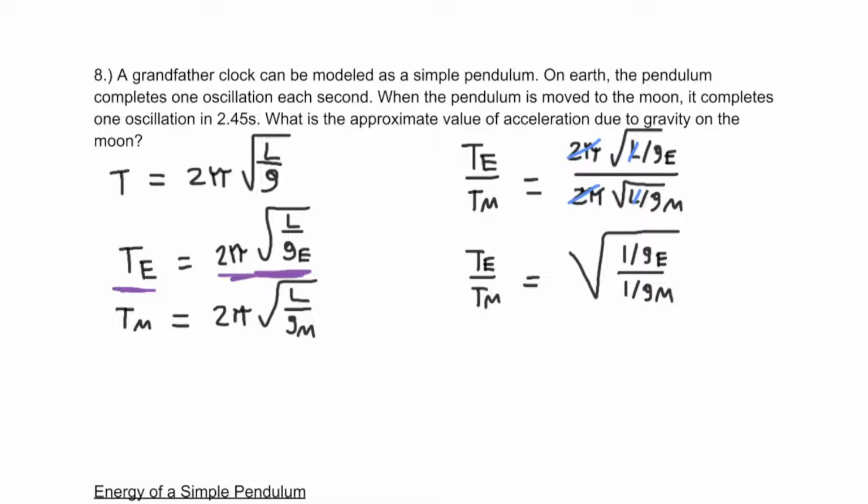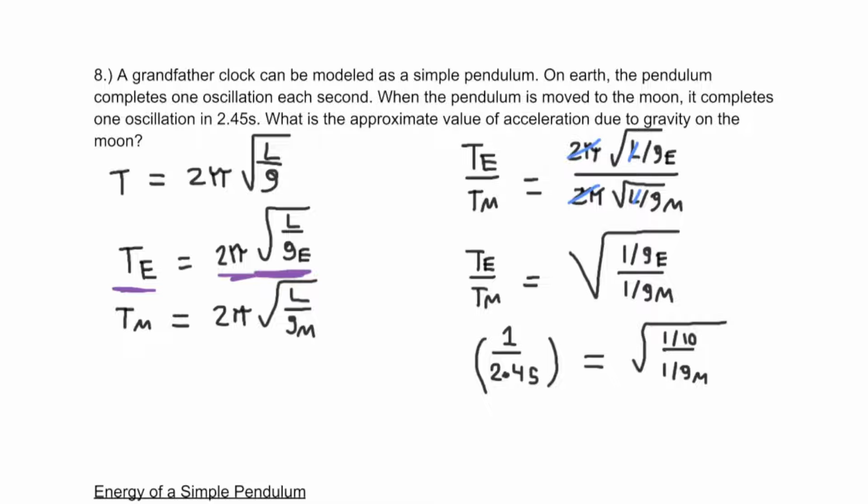And now we'll plug in some values and get going. So we'll also see that this could just simplify to the moon's g on top and the Earth's on the bottom. But so time on the Earth was 1 second. Time on the moon is 2.45 seconds. And that's just going to be equal to the square root of 1 divided by 10 meters per second squared divided by 1 divided by g on the moon.